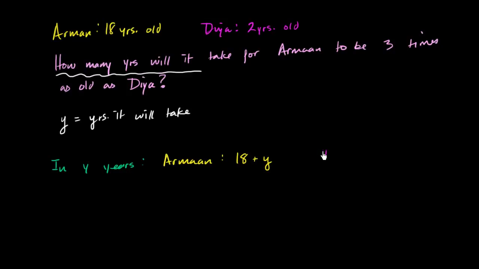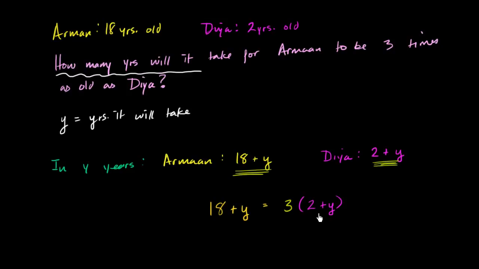And what about Dia? How old will she be in y years? Well, she's 2 now, and in y years, she'll just be 2 plus y. So what we're curious about now is how many years will it take for this expression to be 3 times this quantity. We want to solve for y such that 18 plus y is going to be equal to 3 times 2 plus y. Notice, this is Armand in y years, this is Dia in y years, and we're saying that what Armand's going to be in y years is 3 times what Dia is going to be in y years.